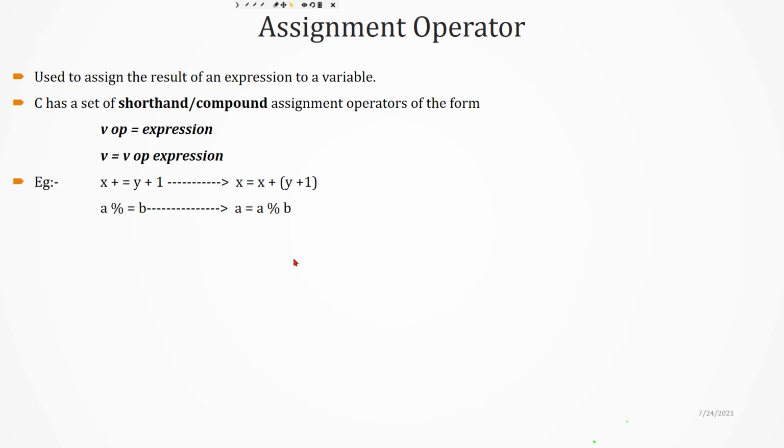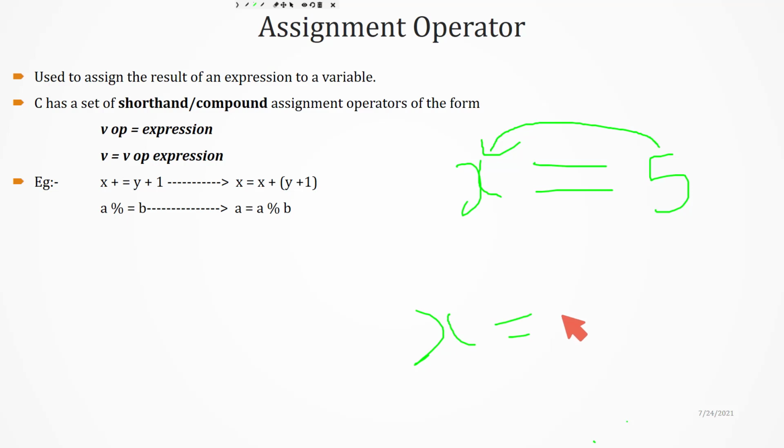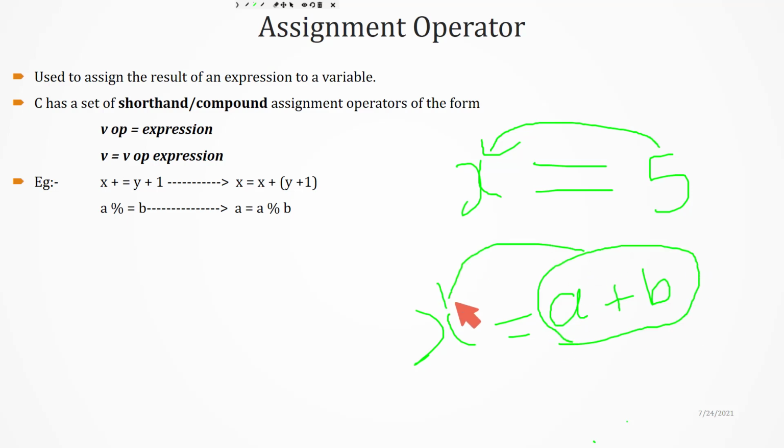Okay, the next one is the assignment operator, used to assign the result of an expression to a variable. We already discussed the assignment operator. It is nothing but the equal to symbol. x equal to 5 means the value 5 will be assigned to x. x equal to a plus b means a and b will be added and that value will be assigned to x. So that is the assignment operator.